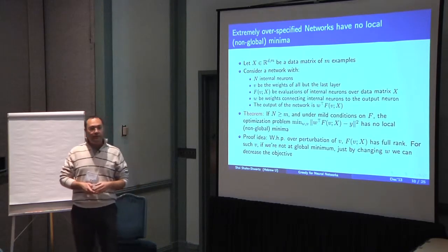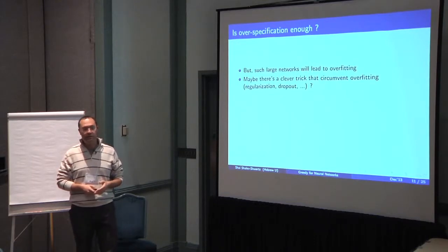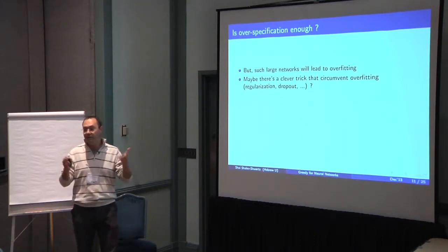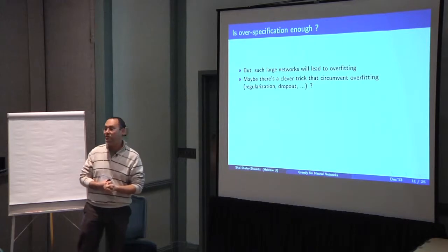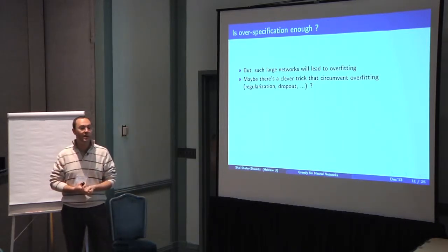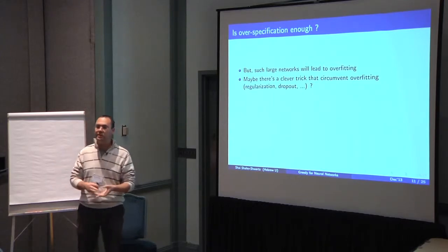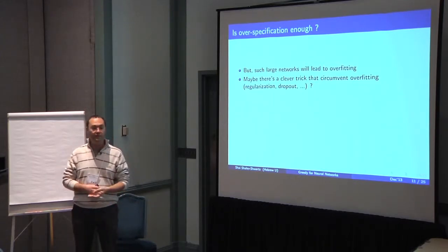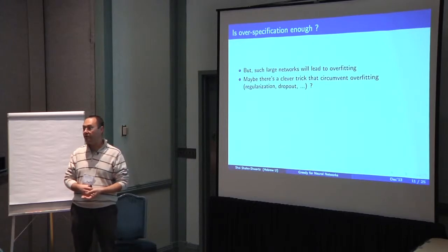So this looks great. But of course, the problem is that I wanted the network to be so large that the number of hidden neurons is actually larger than the number of examples. And such networks will probably overfit to the data and will not generalize.